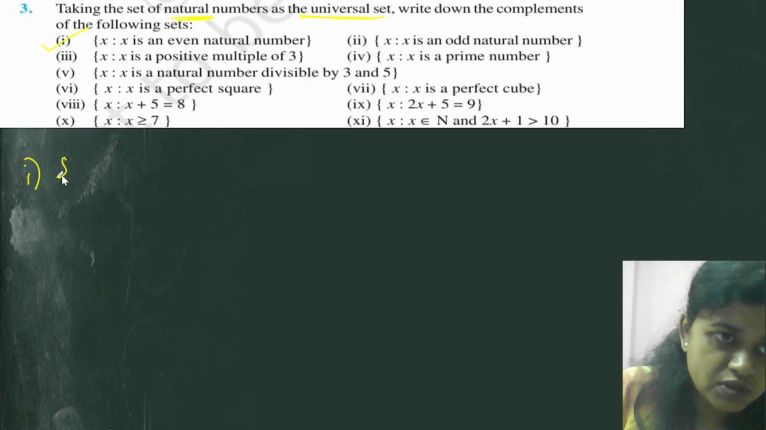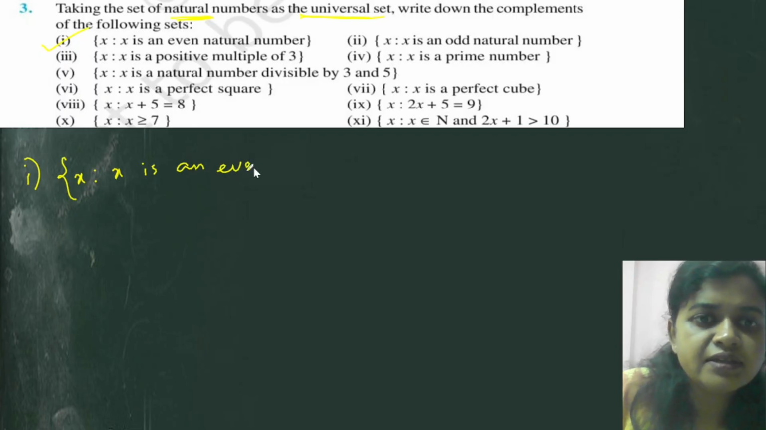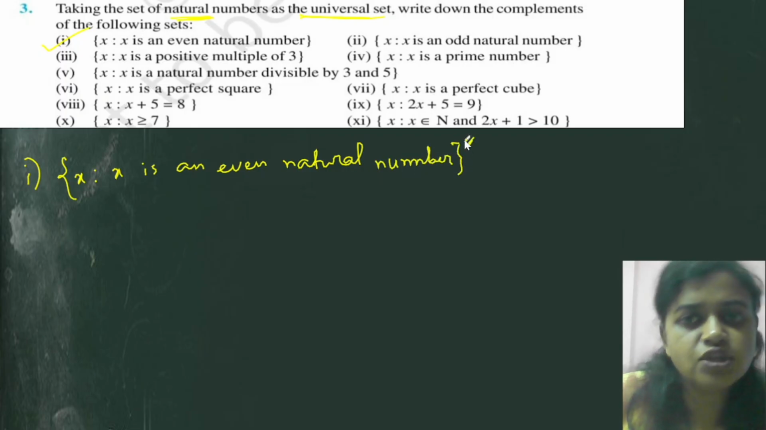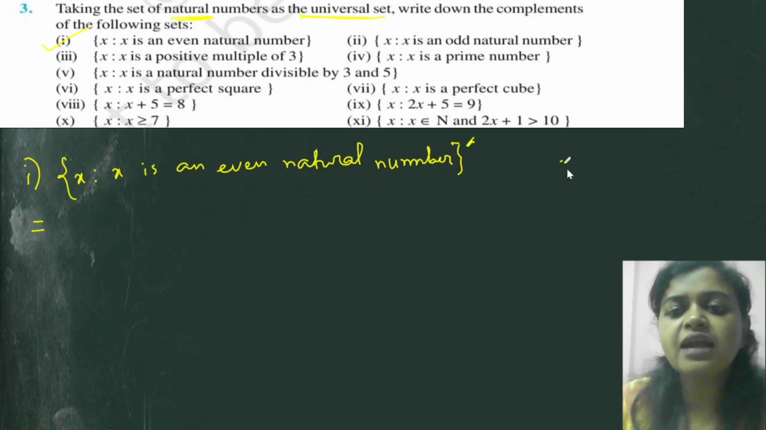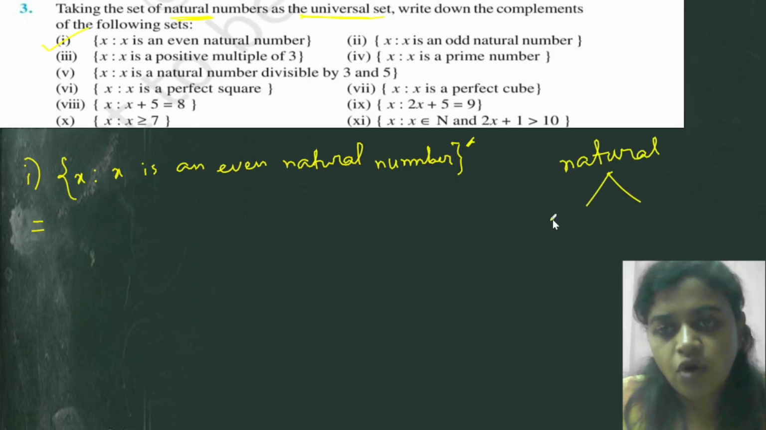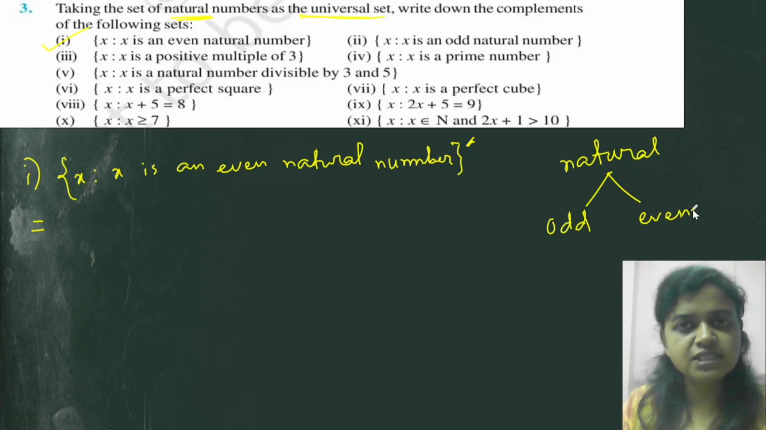the complement of the set. So the set is what? X such that X is an even natural number. Okay, so you have to find its complement. We know natural numbers can be divided into two types: odd natural number and even natural number. Got it?